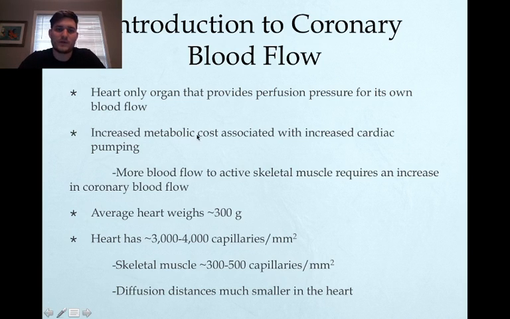And so when you increase the number of times and the force that it's going to contract with, right, that's going to increase the metabolic cost. So as heart rate increases, as stroke volume increases with exercise, so is the amount of oxygen that those myocytes, those cardiac muscle cells, are going to need to take up. And so more blood flow to active skeletal muscle requires an increase in coronary blood flow. So since our skeletal muscles are working harder, so does our heart, and both need more blood flow during this physical activity.